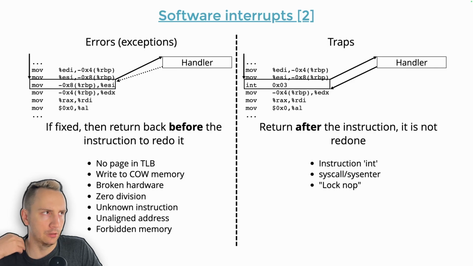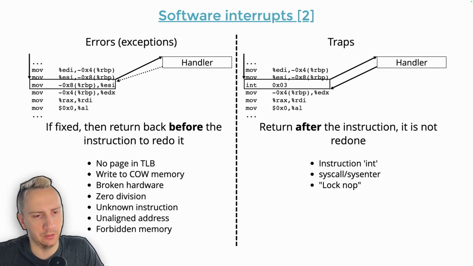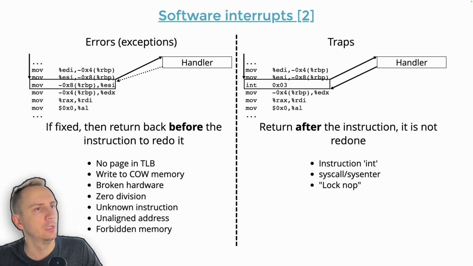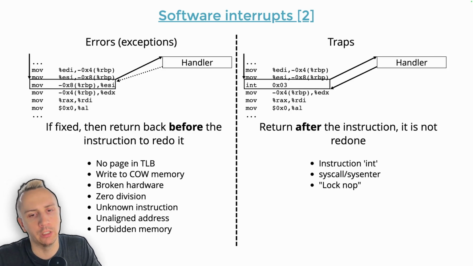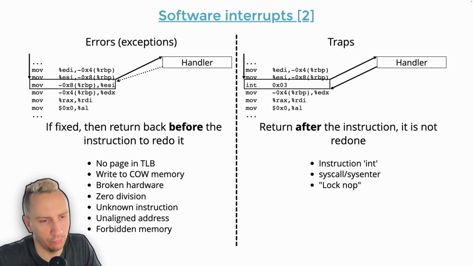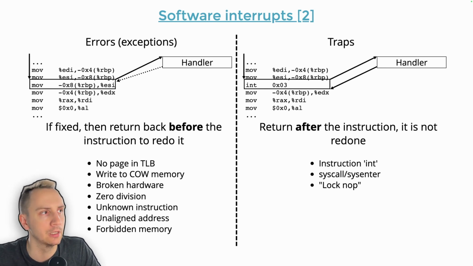And the software interrupts are divided further into two more categories: errors or exceptions, and also traps. Errors are kind of interrupts that are not supposed to happen, and when they do happen, they require handling some exceptional situation, hence they are called exceptions.